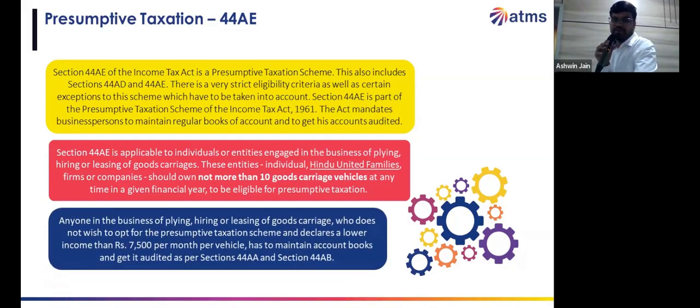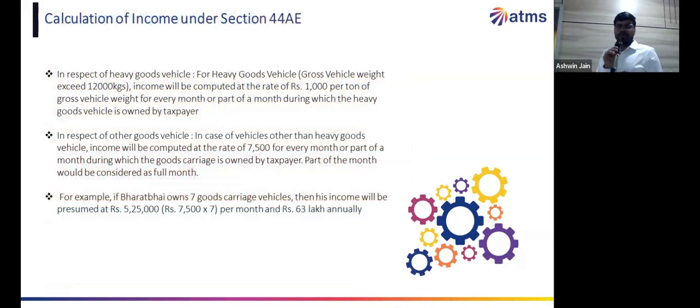Again they have given some amount which needs to be offered. There is a category of heavy goods vehicle and other than heavy goods vehicle. For heavy goods vehicle they have stated what is meant by the term: gross vehicle weight exceeding 12,000 kgs. Then in that case you have to offer an income of 1,000 per ton of gross vehicle weight for every month or part of the month during which the heavy vehicle is owned by the taxpayer. For other than heavy vehicle, it is 7,500 per month or part of the month multiplied by the number of vehicles you have owned.